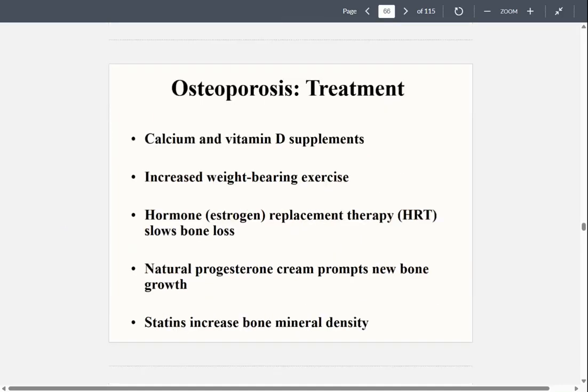Treatments. Calcium and vitamin D supplements have been the go-to. Increased weight-bearing exercise. As I mentioned, this is a little old. We now do recommend, if you are able to, lifting weights. Heavier the better. Hormone estrogen replacement therapy, known as HRT, has been shown to slow bone loss down.